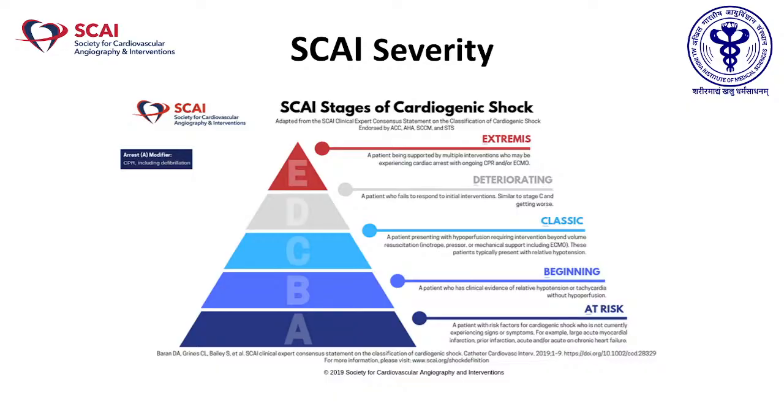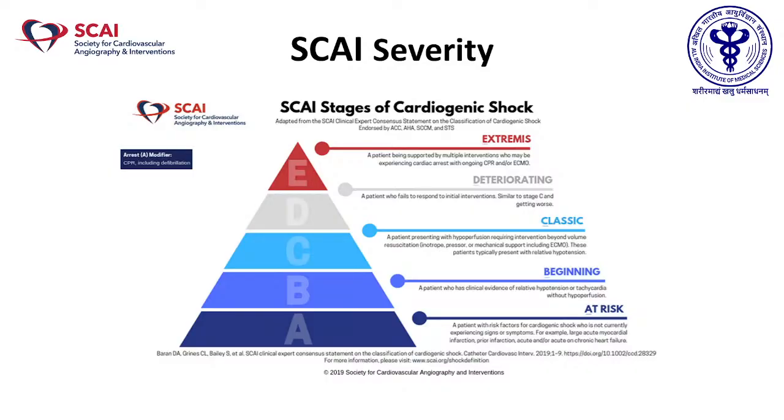So A is the at-risk patient, any patient who has a large acute myocardial infarction or an acute on chronic heart failure, presently not in cardiogenic shock. This is a patient who is at risk. Next is B, beginning, where there are signs of relative hypotension or tachycardia, but there is no obvious hypoperfusion. That is, the lactates are normal, urine output is normal.